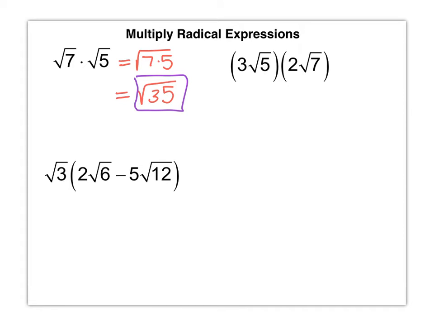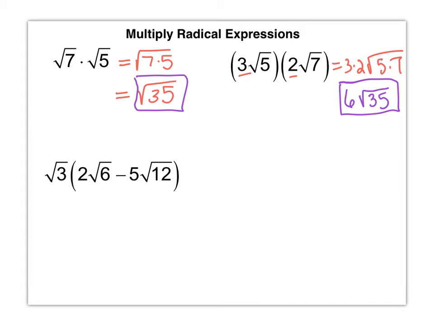On the right side, we have 3 radical 5 times 2 radical 7. Let's simplify this by multiplying the coefficients, 3 times 2, and the square root of 5 times the square root of 7 as the square root of 5 times 7. This can be simplified as 3 times 2, which is 6, and the square root of 5 times 7 is the square root of 35. Again, this is a radical that can't be simplified any further.